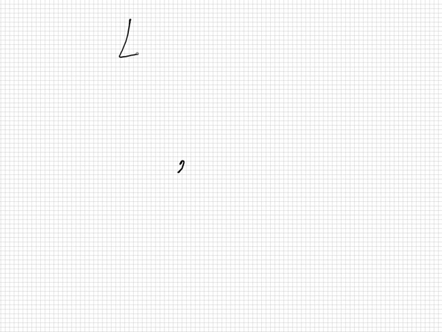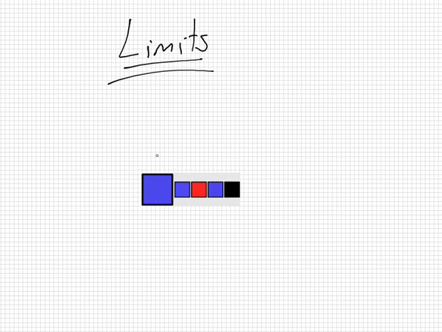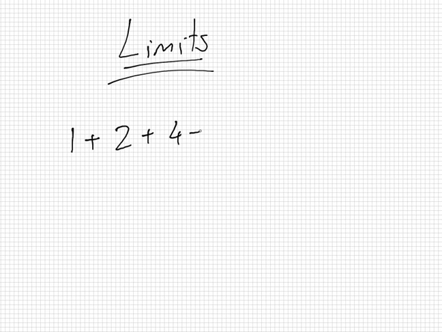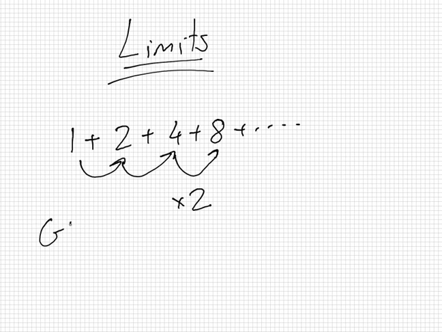Alright, so what we're going to have a look at now is limits. Well, it builds on the last topic, so it's not completely new. This sequence here, 1 plus 2 plus 4 plus 8, what type of sequence is this? Is it arithmetic or geometric? Geometric, because what are we multiplying by? We're multiplying by 2. So we call this geometric.